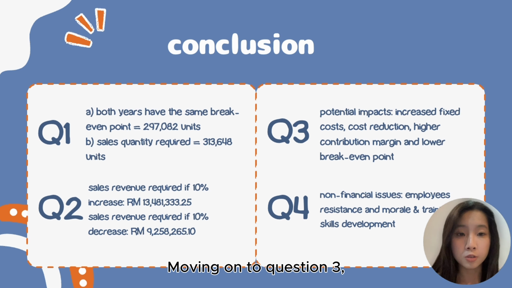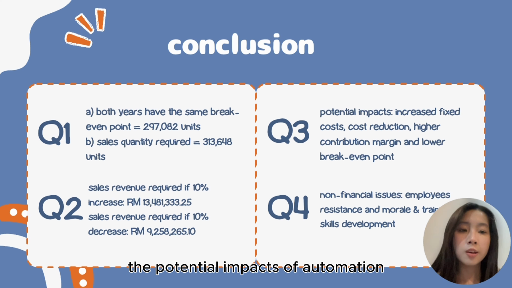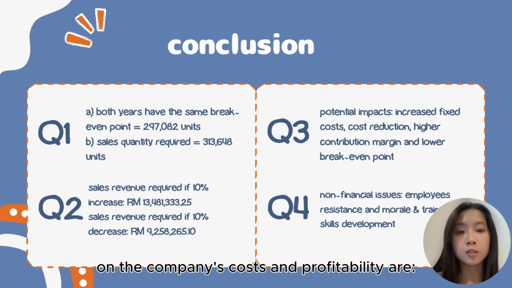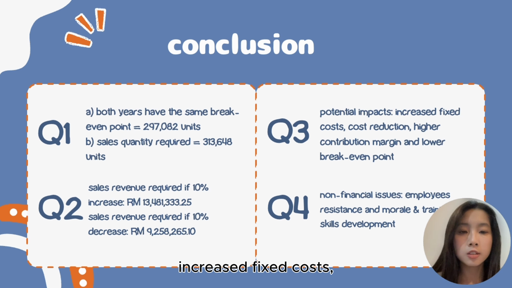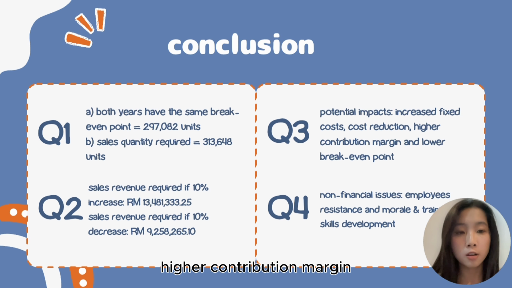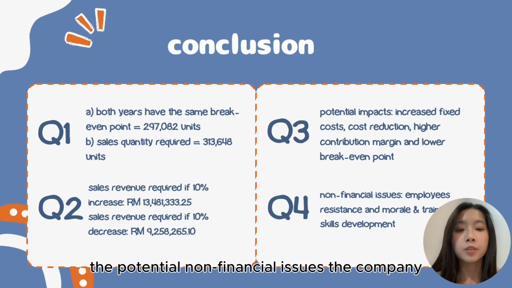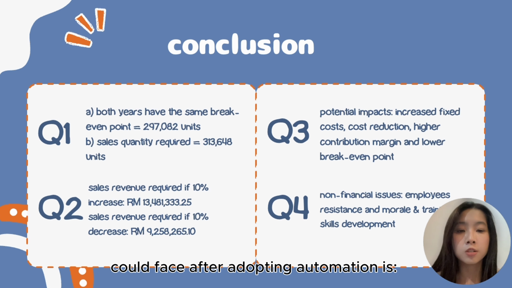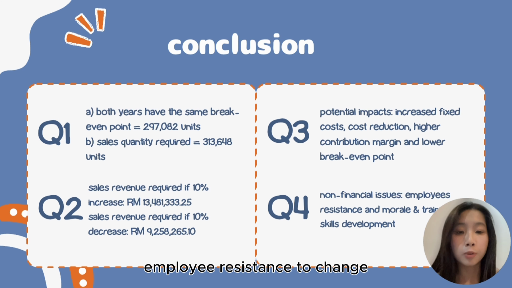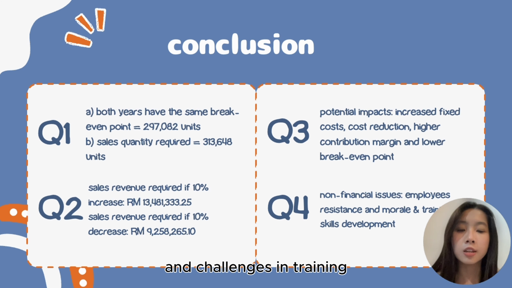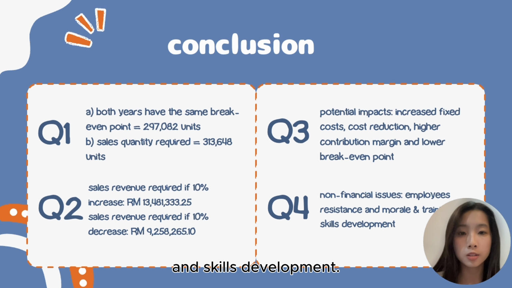Moving on to question 3. The potential impacts of automation on the company's cost and profitability are increased fixed cost, cost reduction, higher contribution margin, and a lower break-even point. Lastly, for question 4, the potential non-financial issues the company could face after adopting automation are employee resistance to change and lower morale, and challenges in training and skills development.